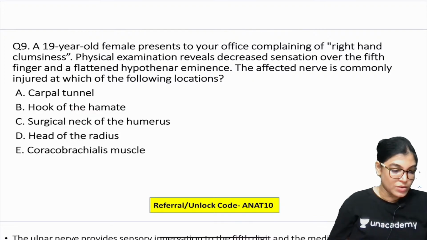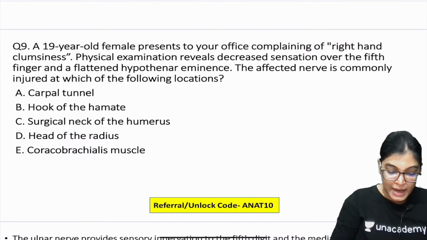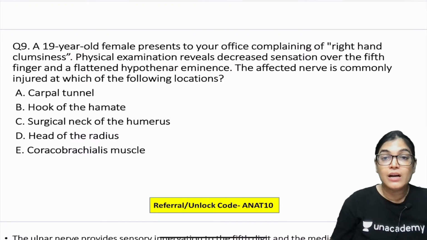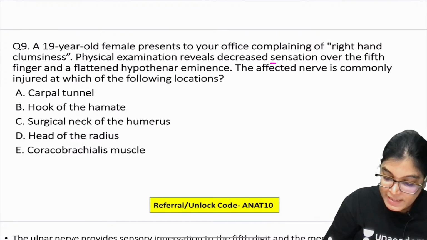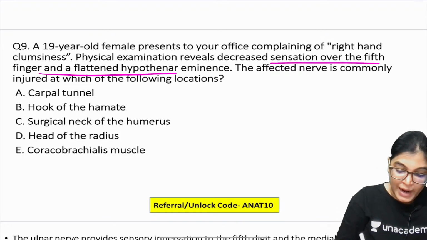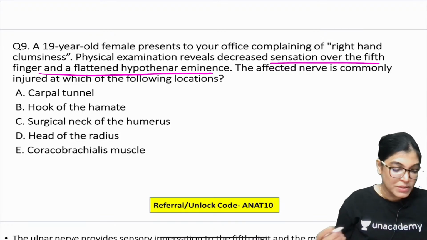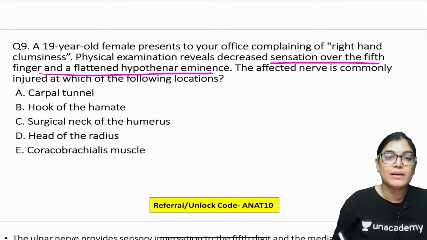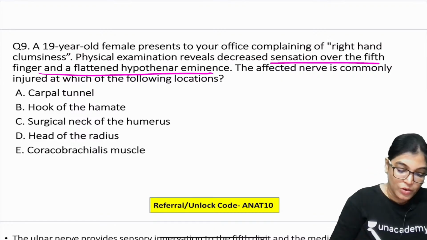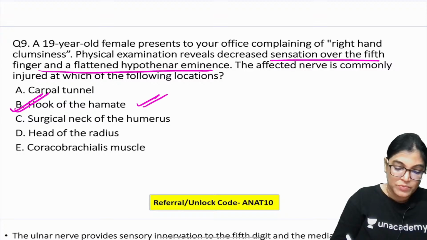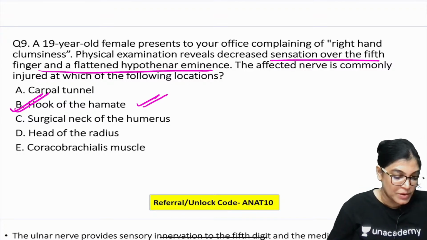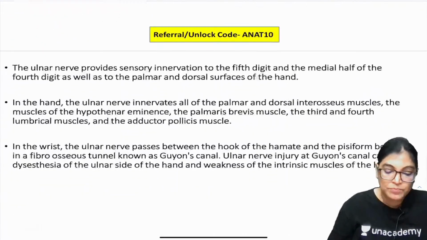Okay, so the answer has already been given. What about others? The hint which is provided is sensation over the fifth finger gone and flattened hypothenar eminences. So that means the ulnar nerve is involved and the location is hook of hamate. So B is perfectly the right answer.